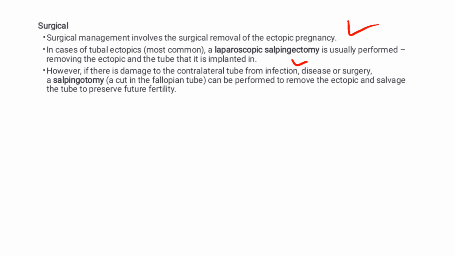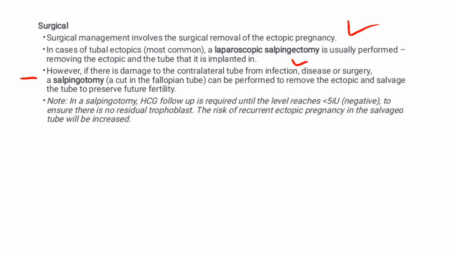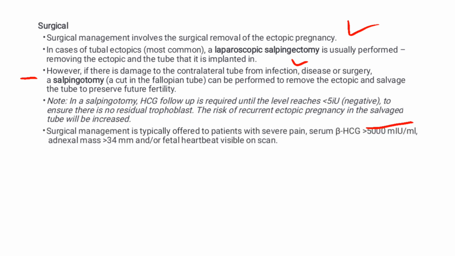Okay, so that one we have to do a salpingotomy, which is a cut in the fallopian tube, performed to remove the ectopic and salvage the tube to preserve fertility. Then you have to note that in salpingotomy, the HCG follow-up is required until the levels reach less than 5 international units, which is a negative state, to ensure there is no residual trophoblasts. The risk of recurrent ectopic pregnancy in the salvaged tube will be increased.